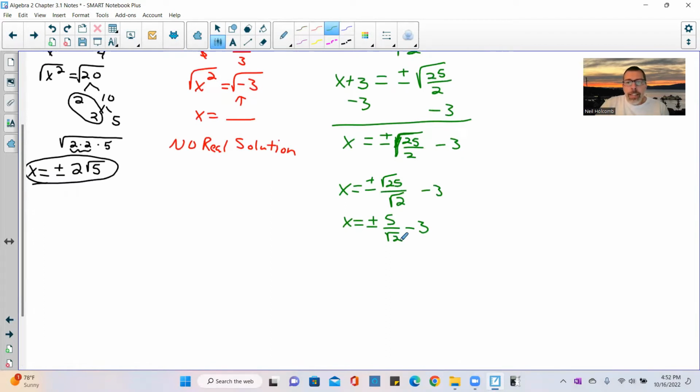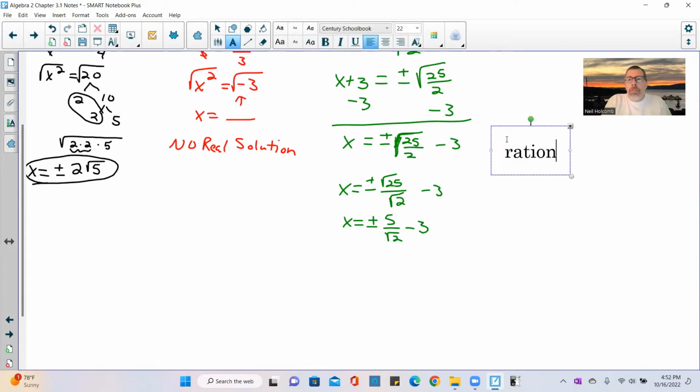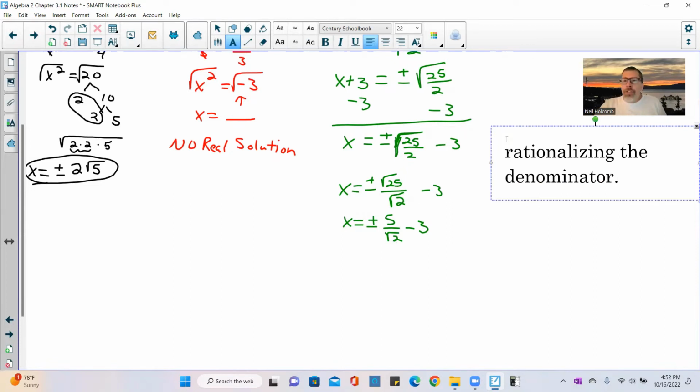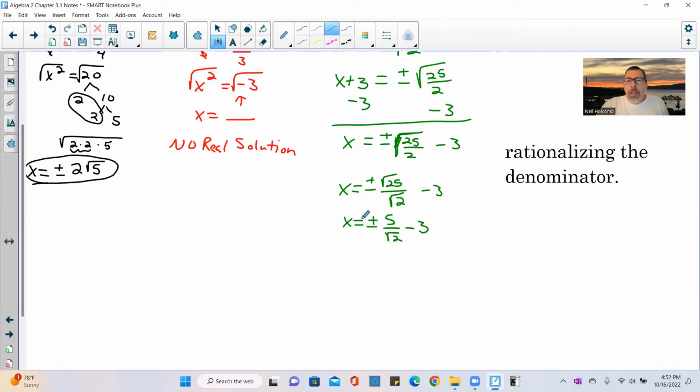I cannot leave a radical in the denominator, and there's something that is called, let me just type it up here, rationalizing the denominator. Okay, we have to rationalize the denominator. In other words, the denominator has to be a rational number and radicals are irrational.